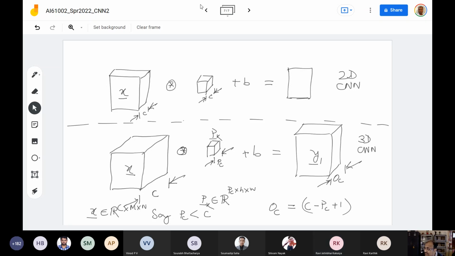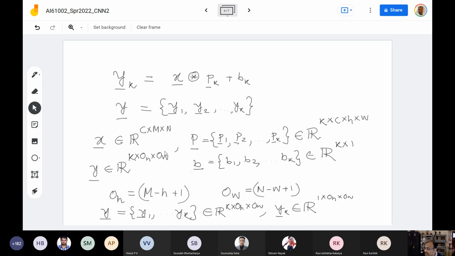So this is the 3D case. Look into this one. In a 2D case, what do you have? In case of a 2D convolution, your output is a three-dimensional tensor. So your Y is the output of a 2D convolution. See, this is a 2D CNN. Let me write it down. So this is the formal representation of a 2D CNN.